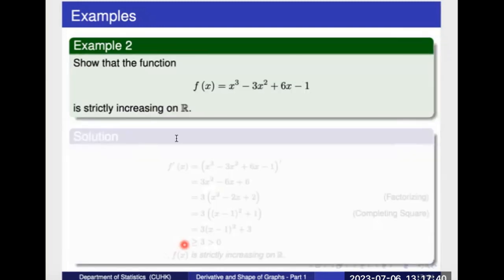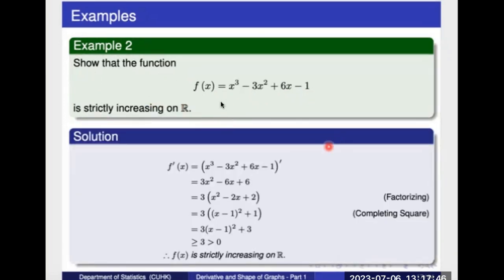It is a smooth curve that goes up from left to right. The next example is similar, but a bit more challenging. Show that the function f of x equals x cubed minus 3x squared plus 6x minus 1 is strictly increasing on the real numbers. To do this, we need to find the derivative of f, then we need to factorize the derivative as much as possible. We get f prime of x equals 3 times x squared minus 2x plus 2, which can be further written as 3 times (x minus 1) squared plus 1.